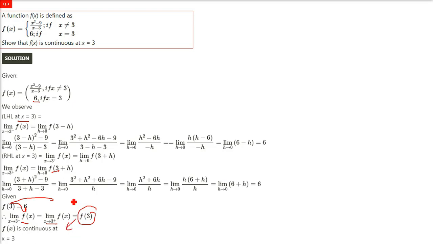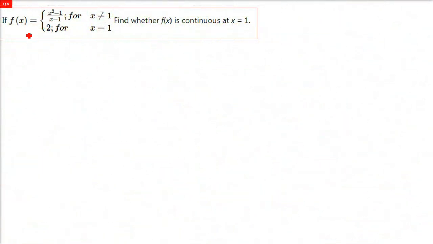So I hope you got the idea how we are going to find out the continuity and discontinuity. Now here at x equal to 1, we have to find whether this function is continuous or not. That is the pathway or the road which I told you, whether it is broken or it is continuous. Okay. So how do we do this?